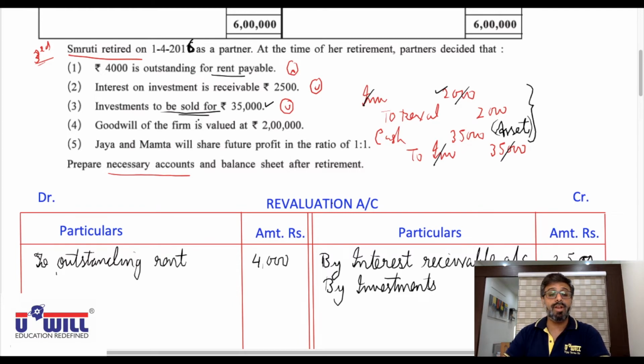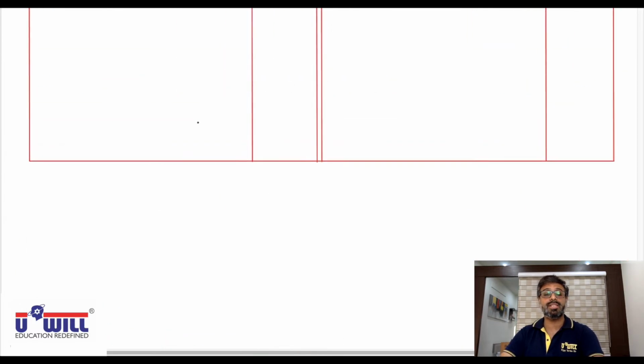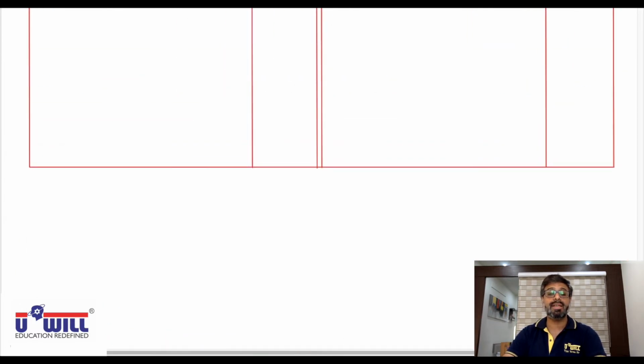Next, goodwill of the firm is valued at rupees 2 lakhs. Before we take up goodwill, we'll have to make the workings and find the gain ratio. In adjustment 5, new ratio, Jaya and Mamta will share future profit in the ratio of 1:1. New ratio is given as 1:1. So first we make the workings and find the gain ratio. After the balance sheet, all of you make the workings.